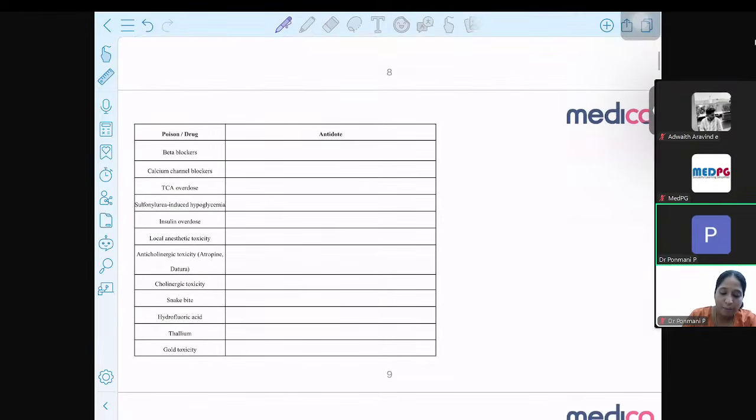And what about for beta blockers? For beta blockers, you're going to give glucagon. And for calcium channel blockers, the calcium is blocked. So what are you going to replace it with? You're going to give calcium itself. Okay. So you're going to give calcium gluconate. And for TCA, TCA is an acidic drug. So you're going to remove it from the body by giving sodium bicarbonate. By making the urine alkaline, you're going to excrete the drug out of the body. Therefore, you're going to give sodium bicarbonate.